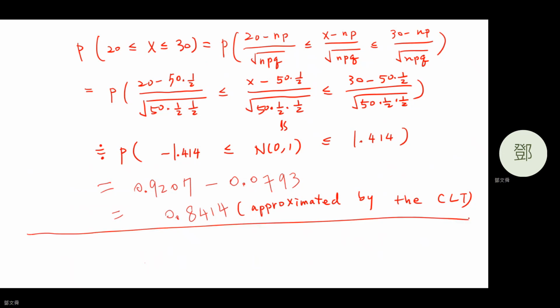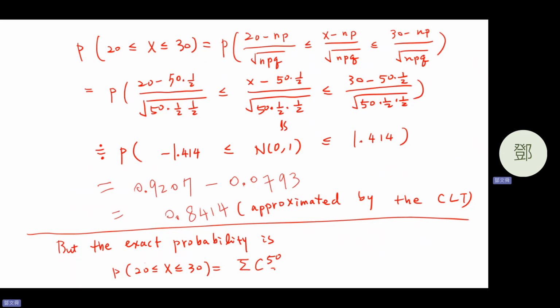Now, but the exact probability is equal to the sum over x from 20 to 30 of 50 choose x times 1 over 2 to the power x, times 1 minus 1 over 2 to the power 50 minus x, okay? That's the exact probability. Use Excel.